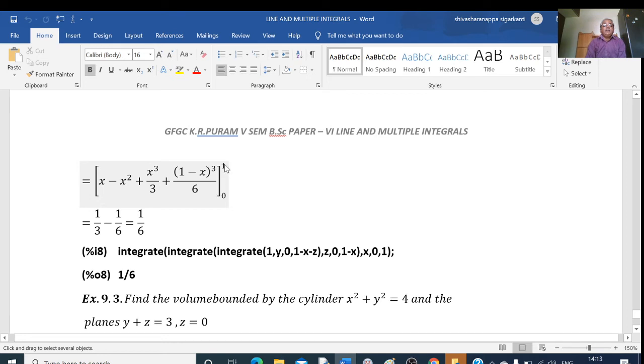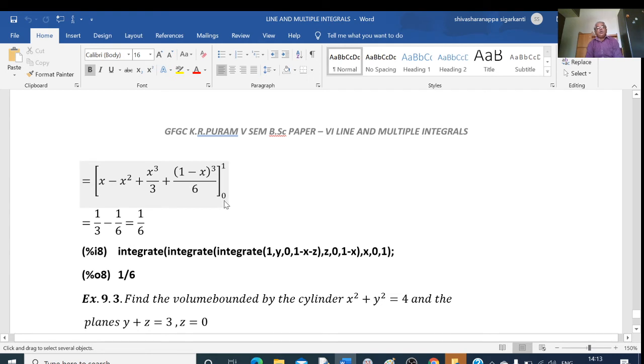Now substituting the limits, put upper limit x equal to 1. This becomes 1 minus 1 is 0, plus 1 by 3. 1 by 3 remains. The last term will become 0 because this is our 1 minus x. If I put x equal to 1 here, this becomes 0. So substituting x equal to 1, I am getting only 1 by 3.